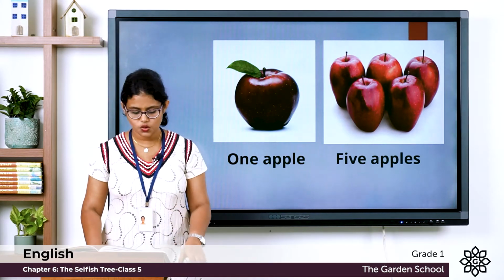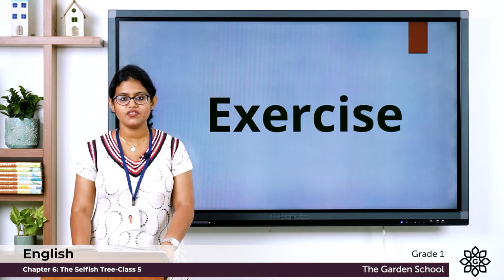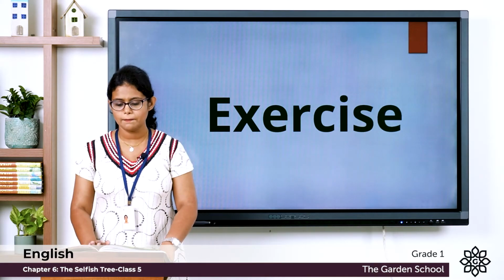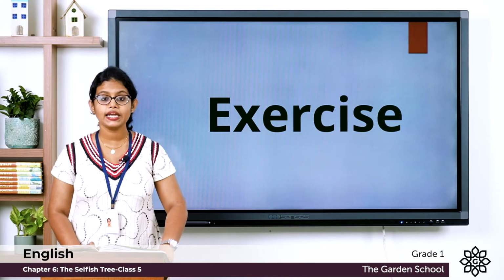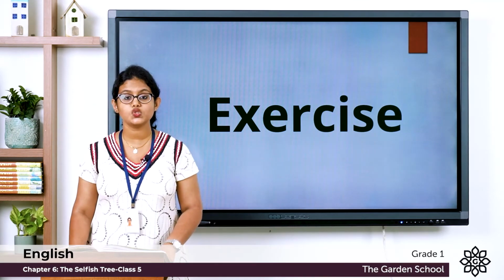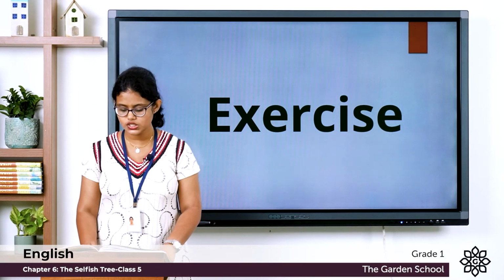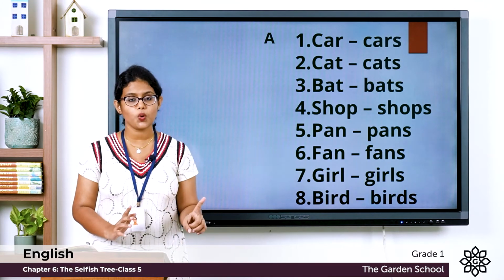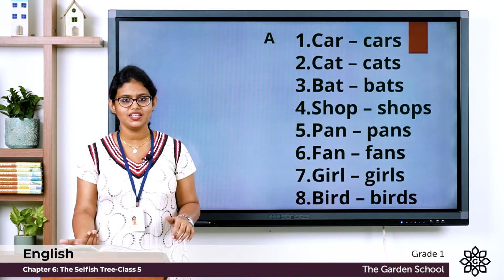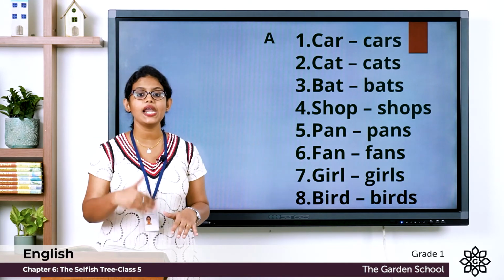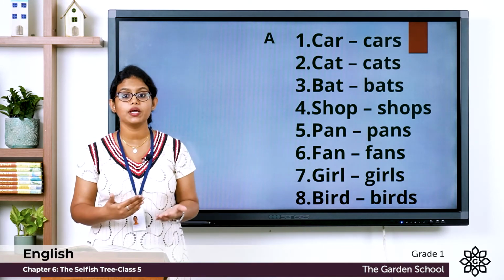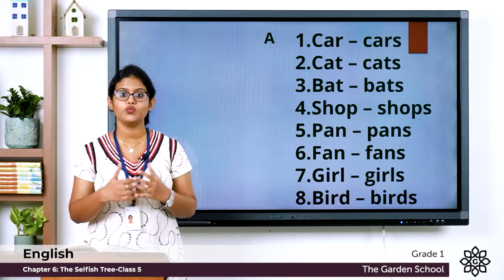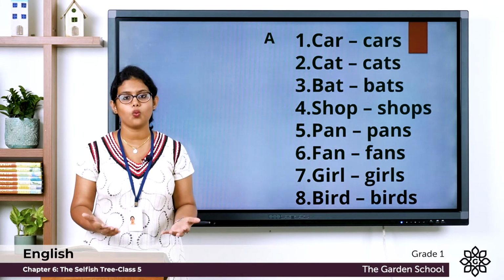Okay. So, in page number 87, there is an exercise based on this. Add S to the naming words to make them many. So, see the first one, car. It means just 1. To make it many, what we need to do? We need to add S, right? So, it becomes cars. Which means it is more than 1.